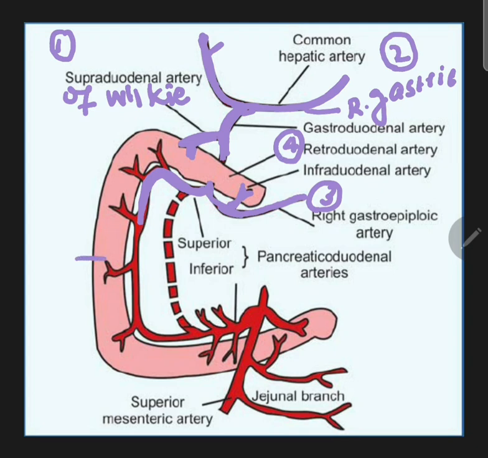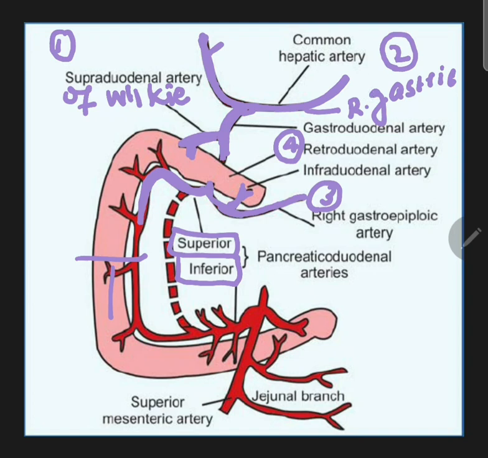I told you that the whole area from here upwards will be supplied by the superior pancreaticoduodenal, and the whole area from here downwards will be supplied by the inferior pancreaticoduodenal. Okay, but the first part of the duodenum will be receiving additional blood supply, number one from the supraduodenal artery of Wilkie, which is a branch of the gastroduodenal artery. After that the retroduodenal artery, which is again a branch of the gastroduodenal artery. Then we have the right gastroepiploic artery, also a branch of the gastroduodenal artery, and you have the right gastric artery, which is a branch of the common hepatic artery.